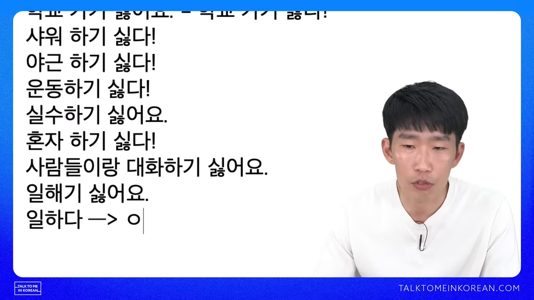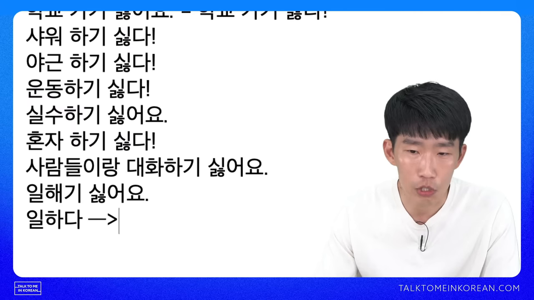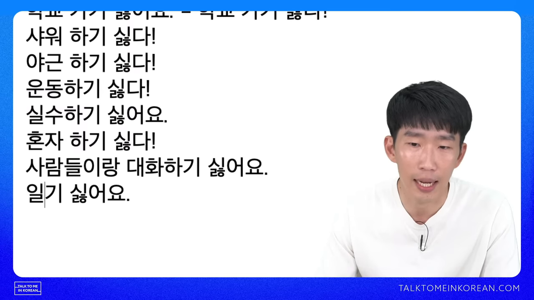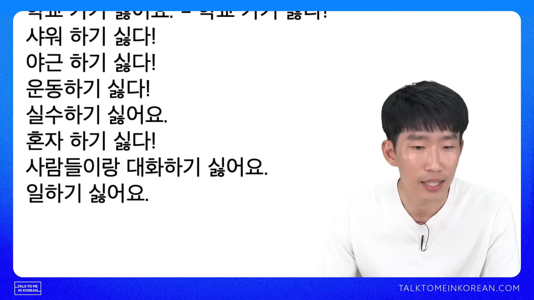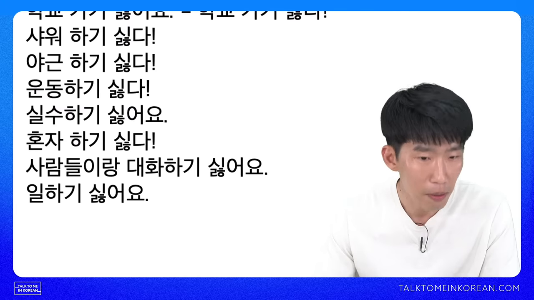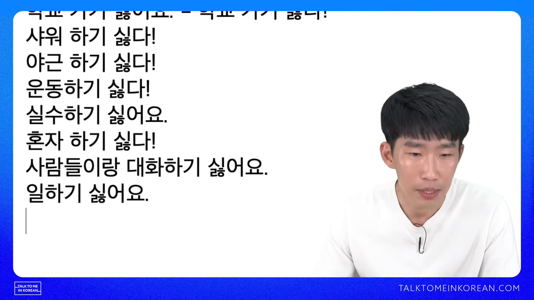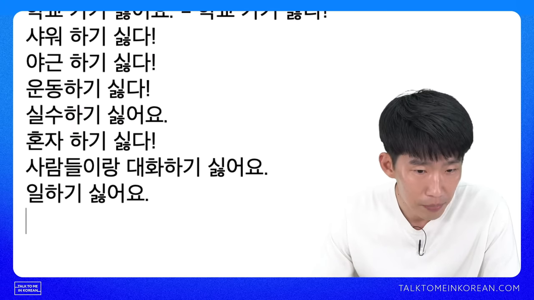일하다 conjugates to 일해요, but you have to conjugate it back to the dictionary form and take the verb stem, and then 일하기 싫어요. And so on. Many examples that are great.